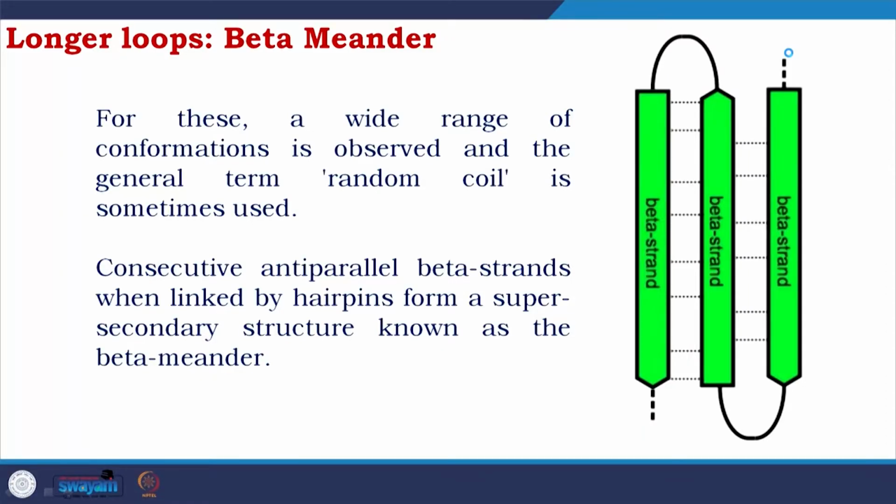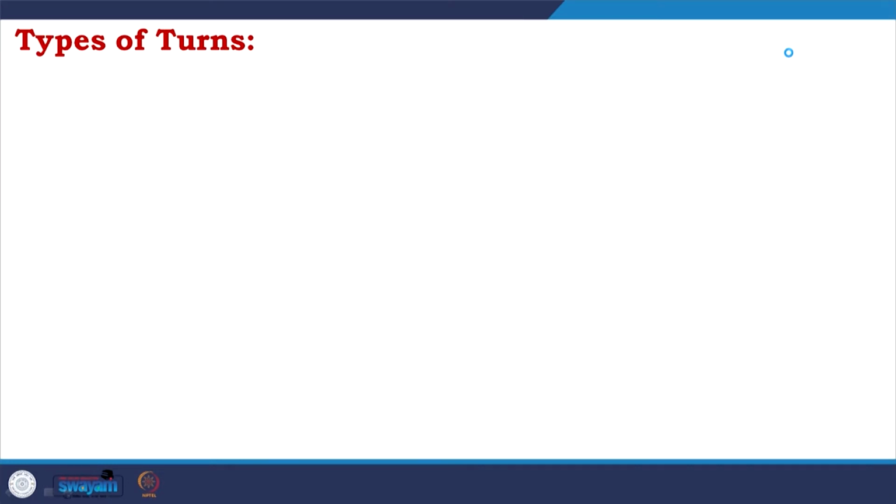Coming to another one with longer loops, called beta meander. For this, a wide range of conformation is observed and the general term random coil is sometimes used. Consecutive antiparallel beta strands when linked by hairpins form a super secondary structure known as beta meander. If you see here, there are antiparallel beta strands and they are connected by loops. And when I am talking about loops, I want to talk about different turns and loops.